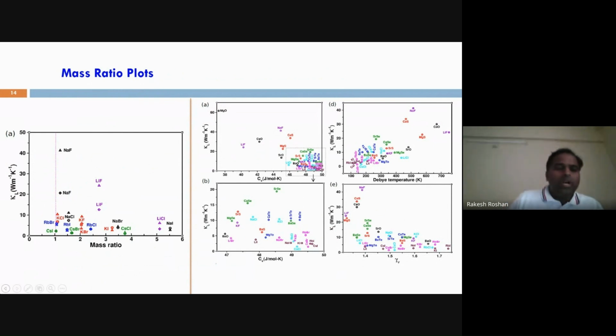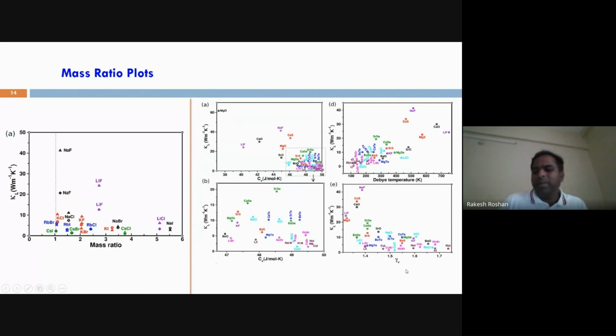You can see that we have highlighted one particular region where the mass ratio is closer to unity, and we looked at it and came up with some design strategies. You can see that KCl, for example, RbBr, CsI and NaF are all lying closer to the mass ratio being unity. On the right side, I have plotted other parameters like specific heat, CV, for which I have blown up this region. Then I have plotted the Debye temperature, and this gamma V stands for the Grüneisen parameter.